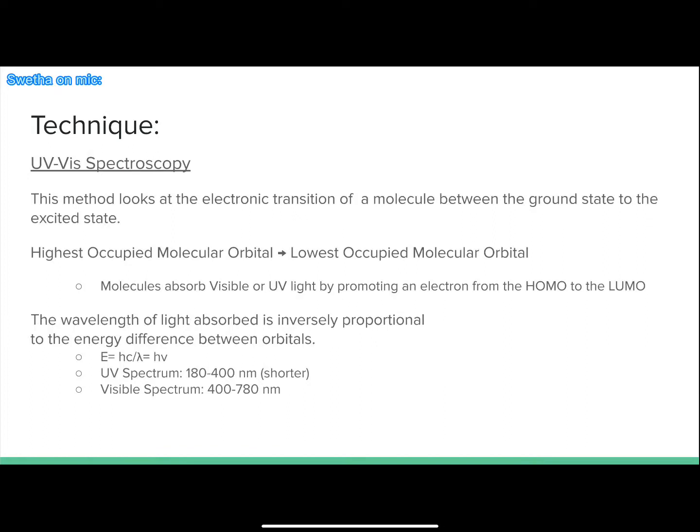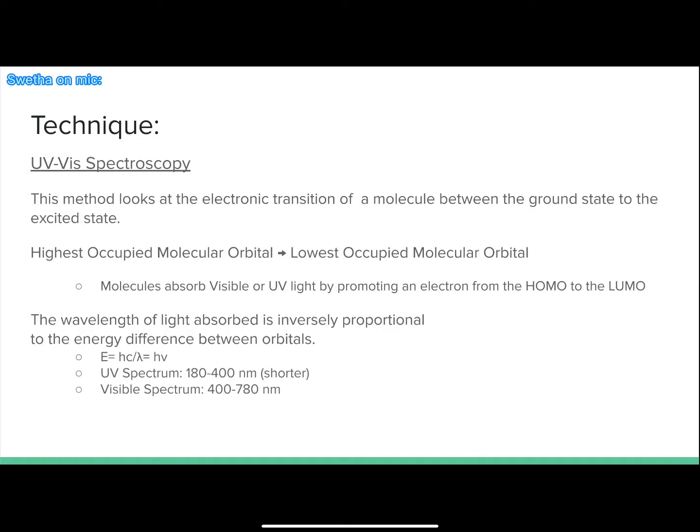The technique used in this experiment is UV-vis spectroscopy. This method looks at the electronic transition of a molecule between the ground state and the excited state, or the highest occupied molecular orbital to the lowest unoccupied molecular orbital, also known as HOMO to LUMO. Molecules absorb visible or UV light by promoting an electron from the HOMO to the LUMO.